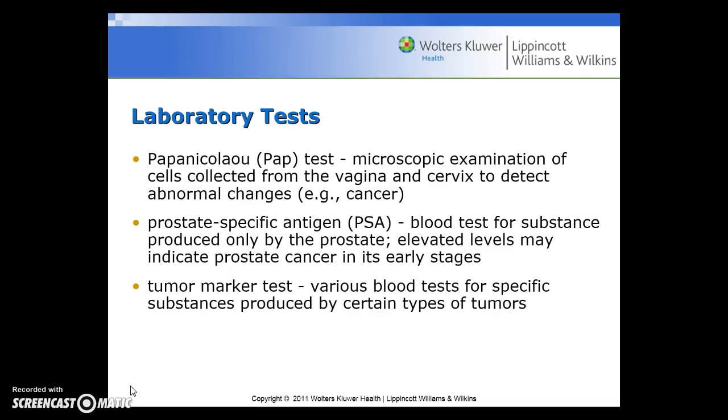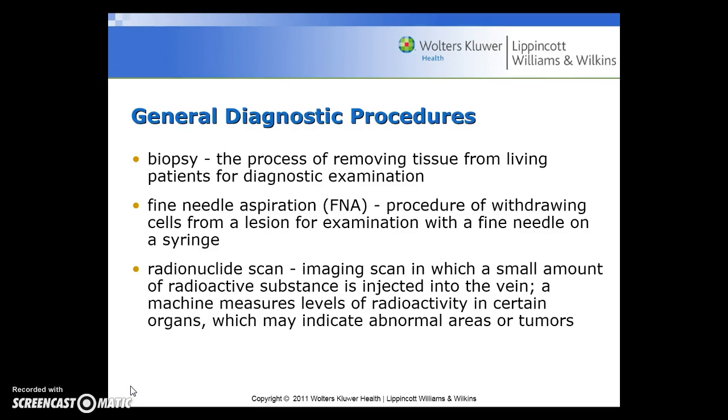PSA is a prostate-specific antigen test for some substances produced only by the prostate, and its elevated levels may indicate prostate cancer in its early stages. A tumor marker test is various blood tests for specific substances produced by certain types of tumors.